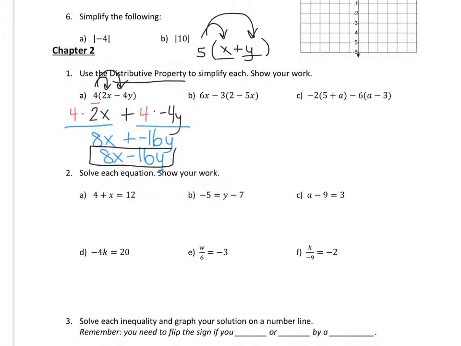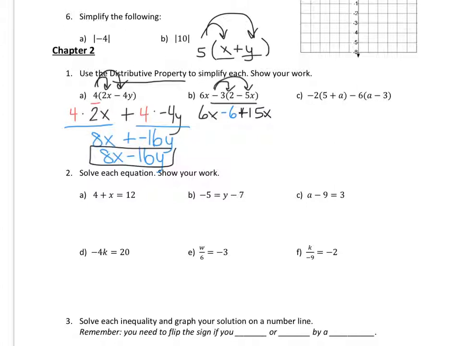Letter B. We have 6x minus 3 times the quantity 2 minus 5x. In a problem like this, we're going to underline the part that we're going to distribute first. So take this negative 3 with it. I'm going to copy down the 6x. But now I'm going to distribute the negative 3 to both terms. Negative 3 times 2 is negative 6. Negative 3 times negative 5x is going to be a positive, because a negative times a negative is a positive. Plus 15x.